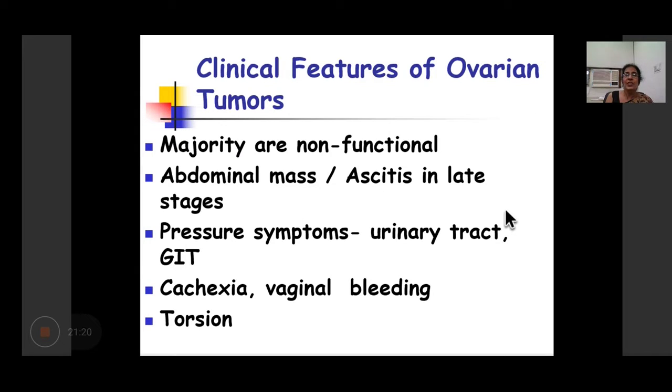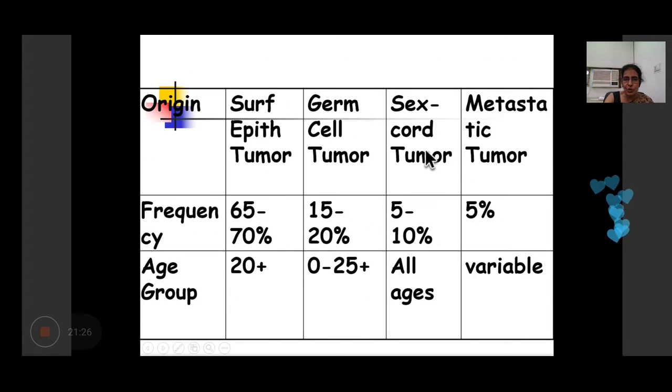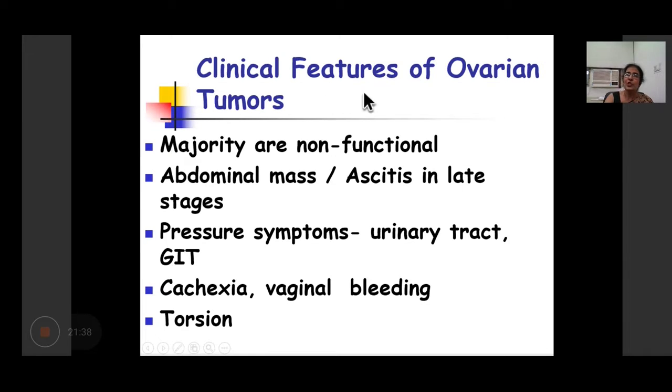Now, what are the usual general clinical features of ovarian tumors? Majority of the tumors do not occur from the sex cord stroma. It is only the sex cord and the stromal cells which secrete estrogen. Because the majority of the tumors arise from the surface epithelial cells and the germ cells, most are non-functional.